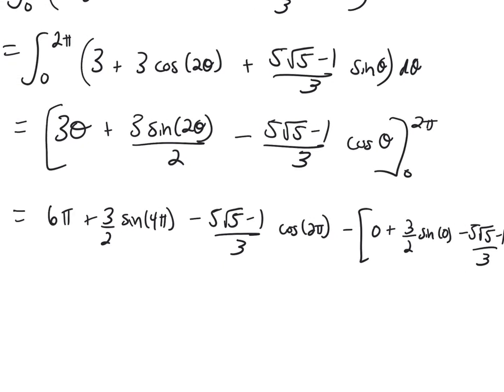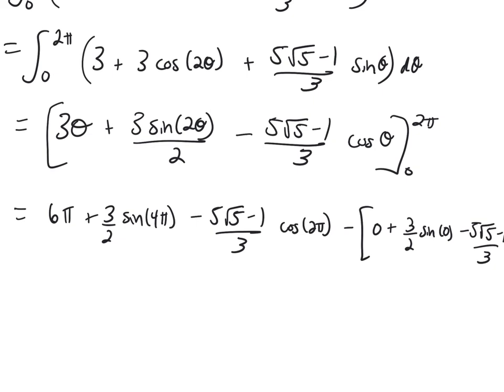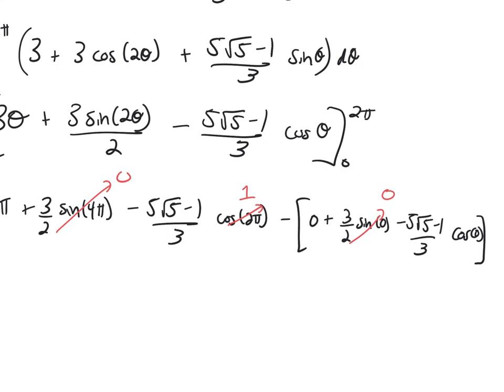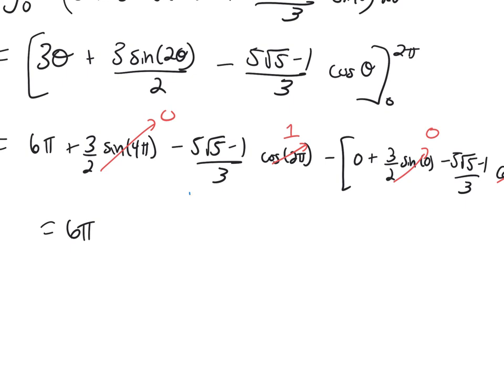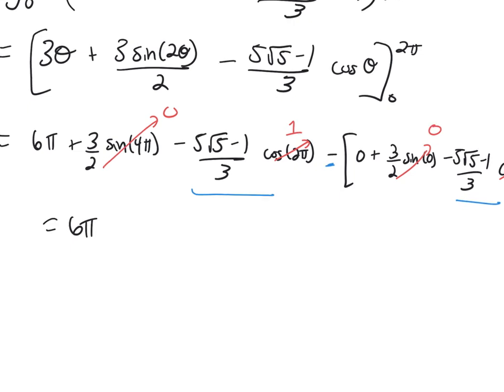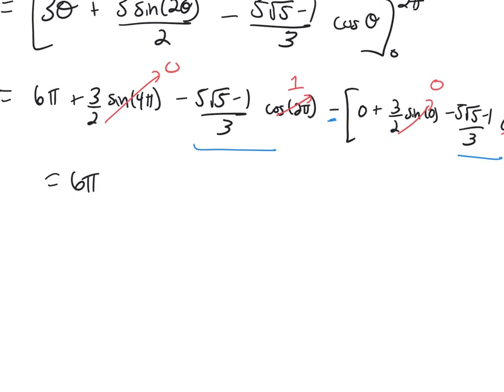So sine of 4 pi, that is 0. The same thing with sine of 0 is 0. Cosine of 2 pi is 1, and so is cosine of 0. So in the end, what am I going to get for this integral? I'm getting 6 pi. And then these two terms here and here have opposite sign because there's a minus out front. So they cancel. And it's just going to be 6 pi.